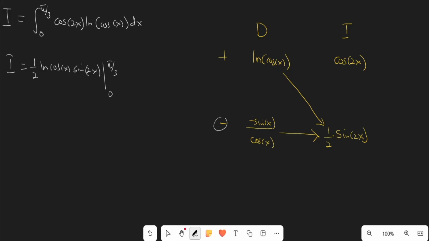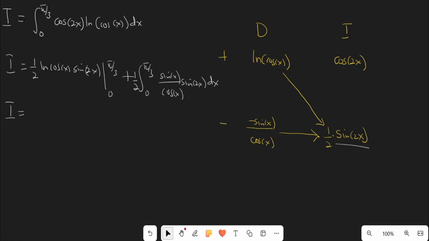This minus and this minus becomes positive, so that becomes plus the integral from 0 to pi over 3 of sine of x over cosine of x multiplied by this one. But the 1/2 is a constant, it comes in front. Then we are going to multiply that one by the sine of 2x dx. So this is our integration by parts.